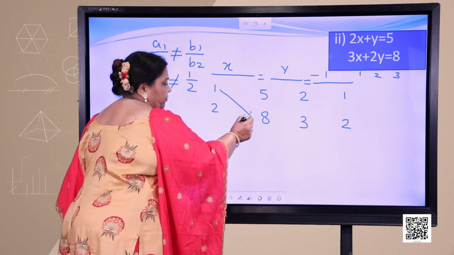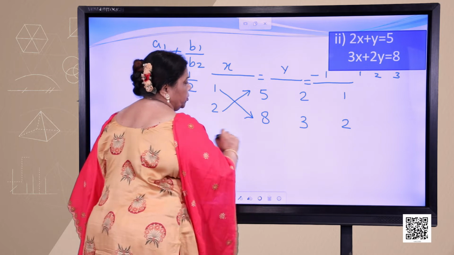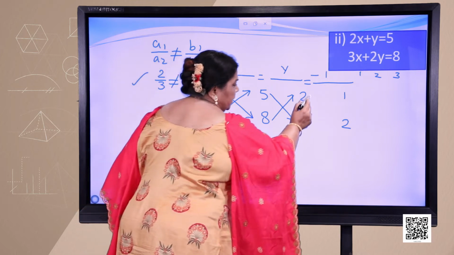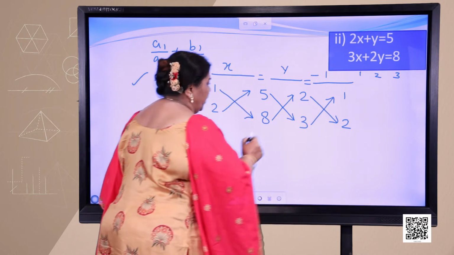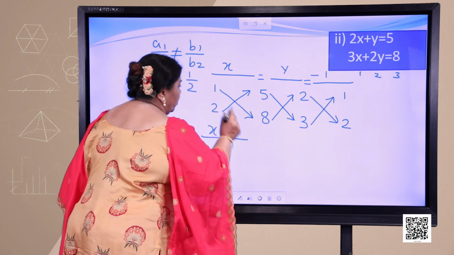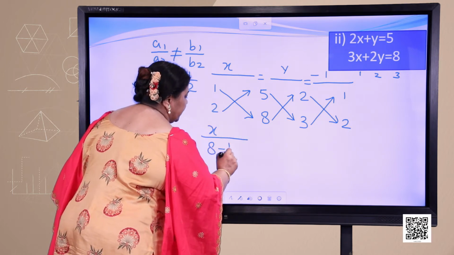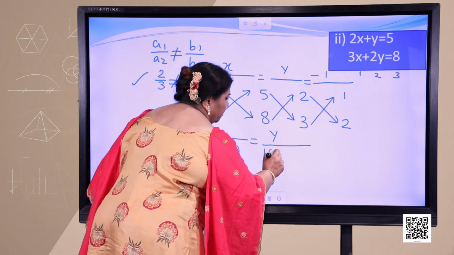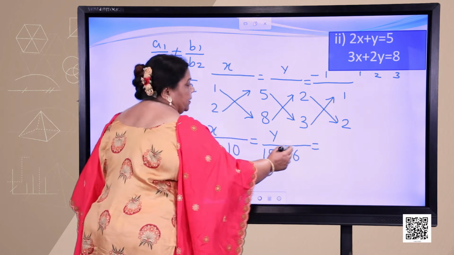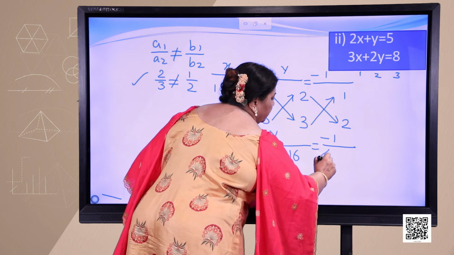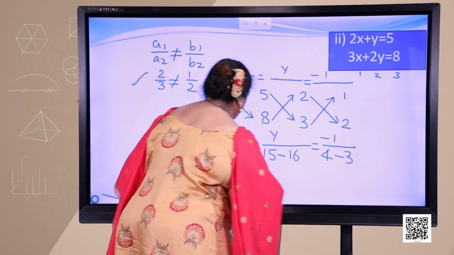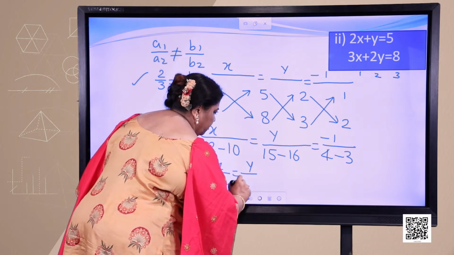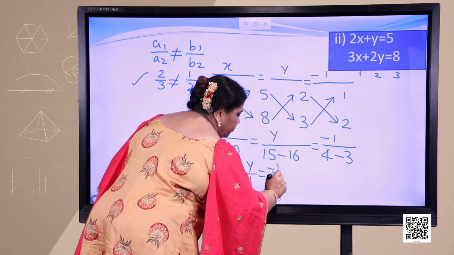Now, top to bottom we multiply, subtract. 2 into 5, here we multiply 5 and 3 and subtract 8 2s are 16. In the same way, we will be writing the calculations also. 8 1s are 8 minus 10 is equal to y upon 5 3s are 15 minus 16 and that is equal to 4 minus 3 1s are 3. On solving, we get x upon minus 2, y upon minus 1 is equal to minus 1 upon 1.